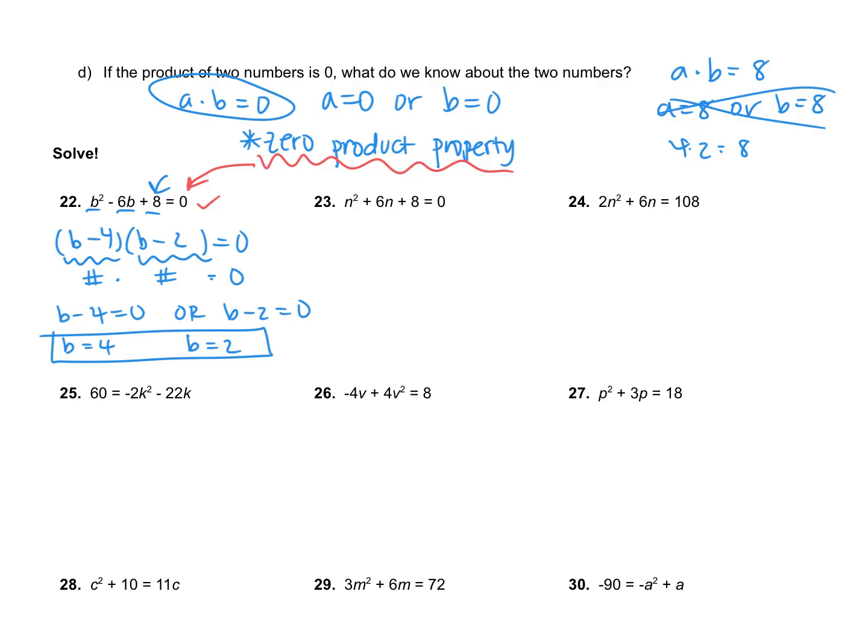Now, if you plug 4 into your equation, you're going to get 0. If you plug 2 into your equation, you're going to get 0. That's how we would verify these.